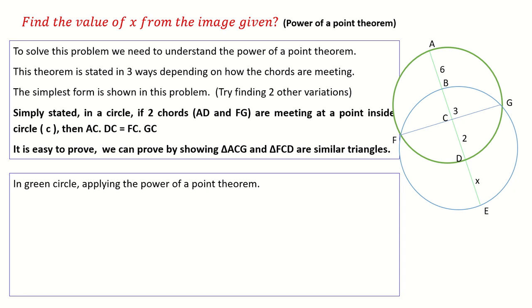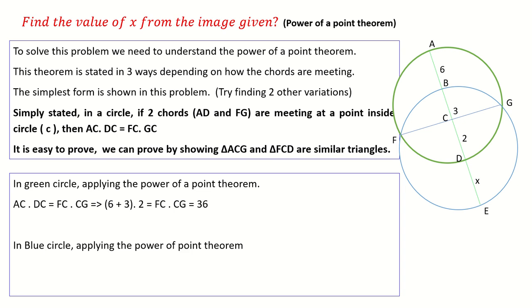First, in the green circle, applying the power of point theorem, what I get is AC into DC equals FC into CG. So that is 6 plus 3 into 2 equals FC into CG, which is 36. FC into CG is 36. Now it is fixed. Now I know FC into CG is 36.